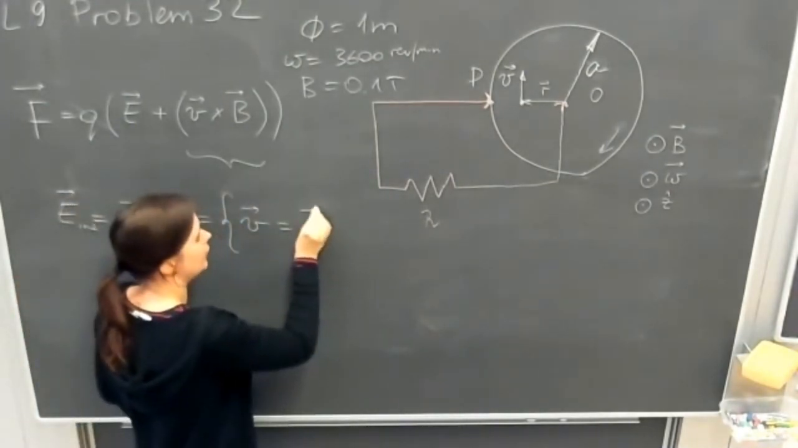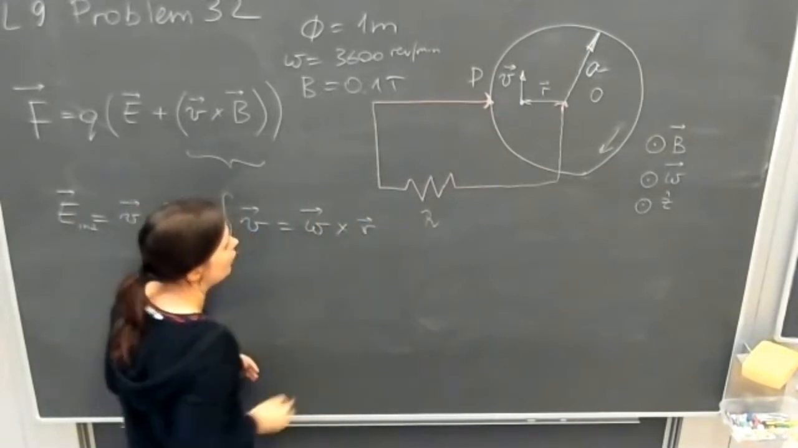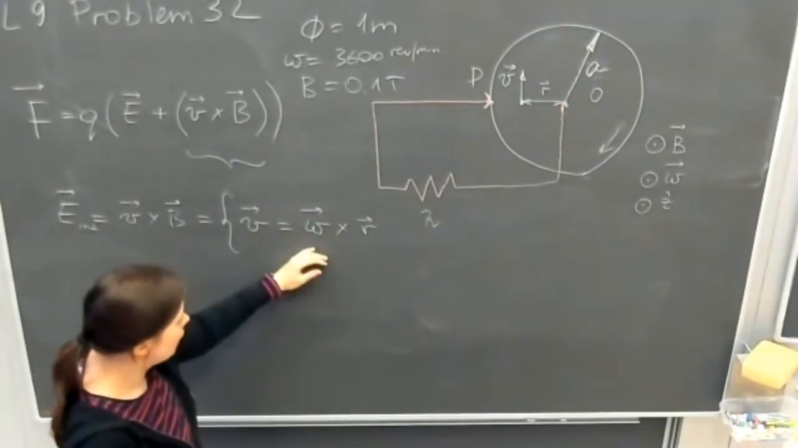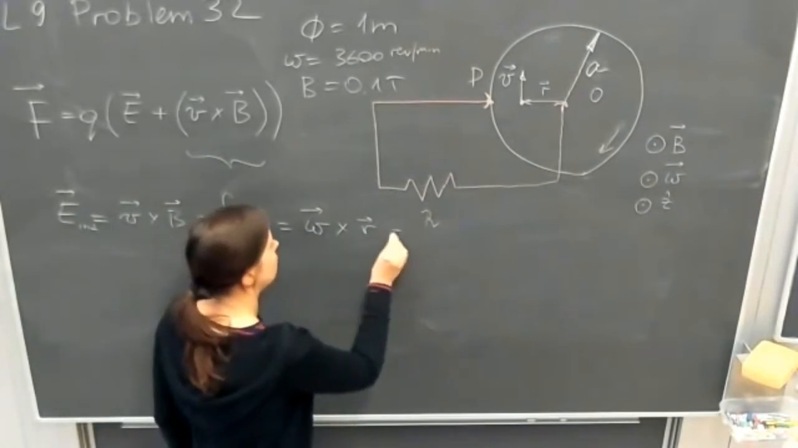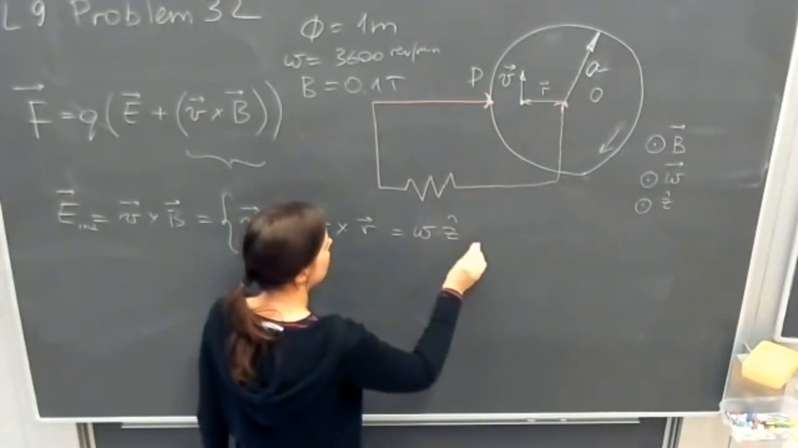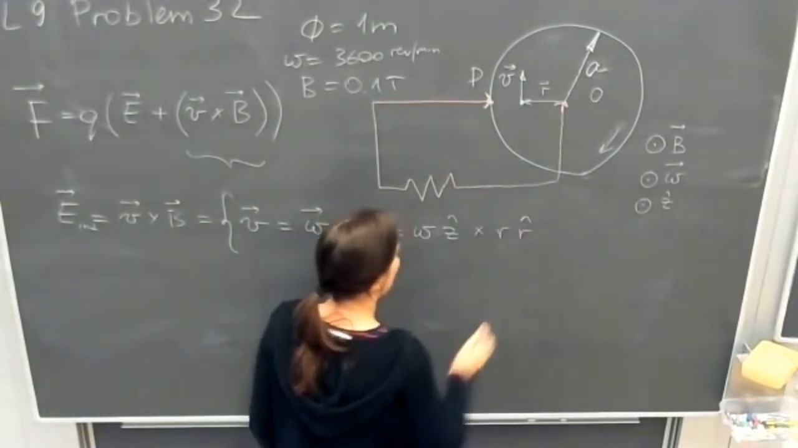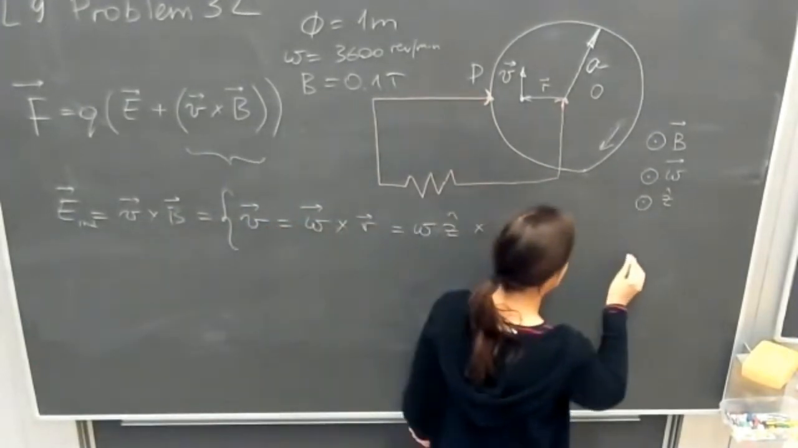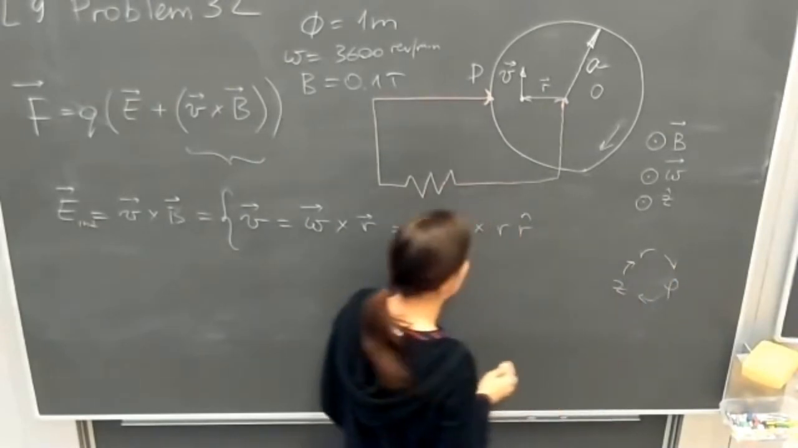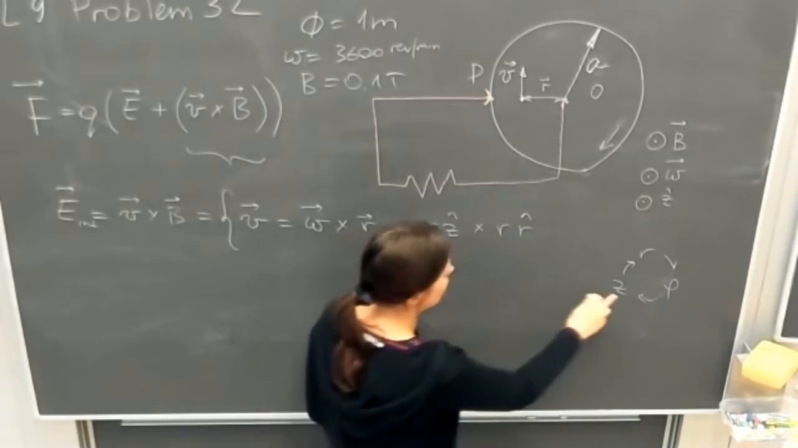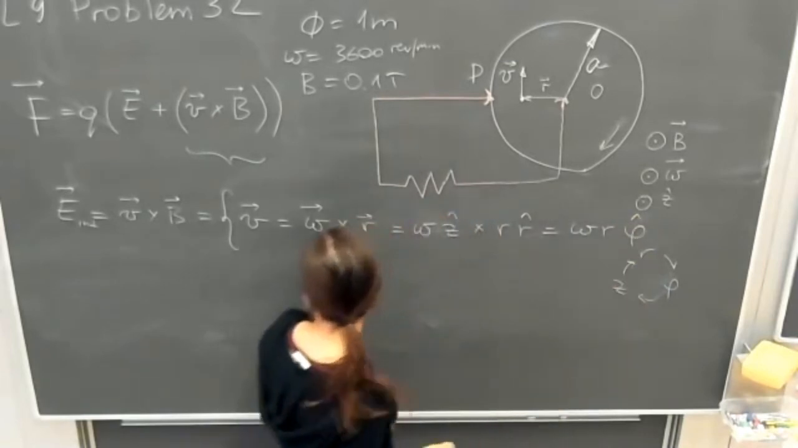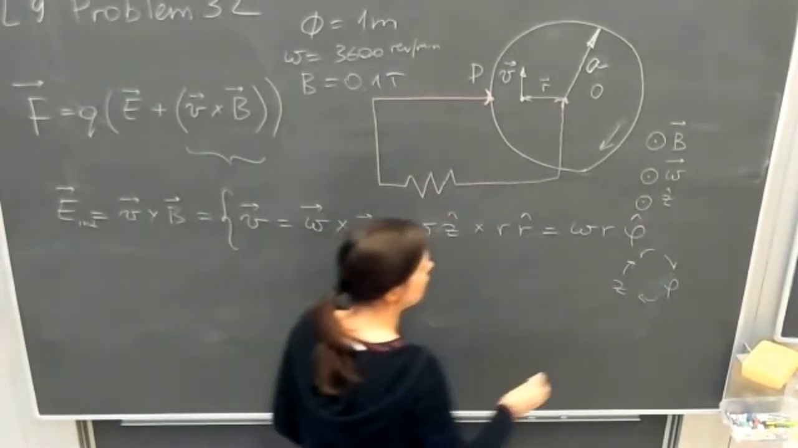So v can be found as a cross product of omega and the distance vector r. Omega is in the z direction, and z cross r is in the phi direction. So the velocity v is in the phi direction.